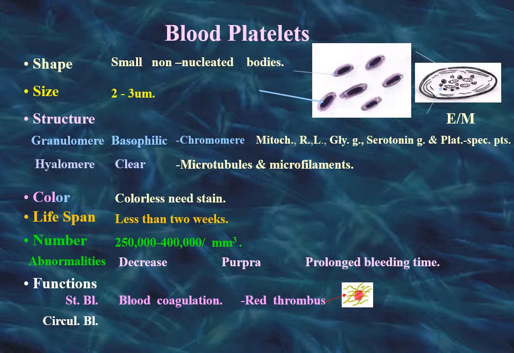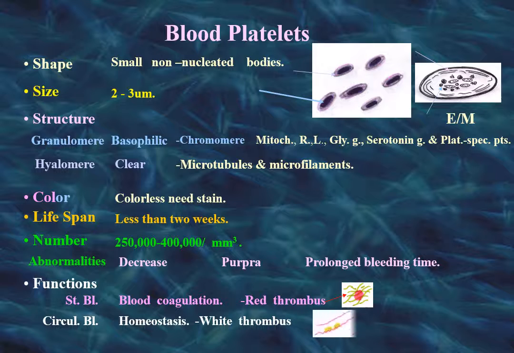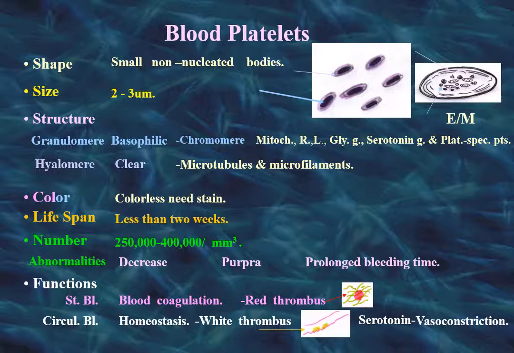In circulating blood, however, blood platelets produce hemostasis by agglutination and adherence of the platelets to rough surfaces, producing a white thrombus. Also, platelets release serotonin, which causes vasoconstriction.